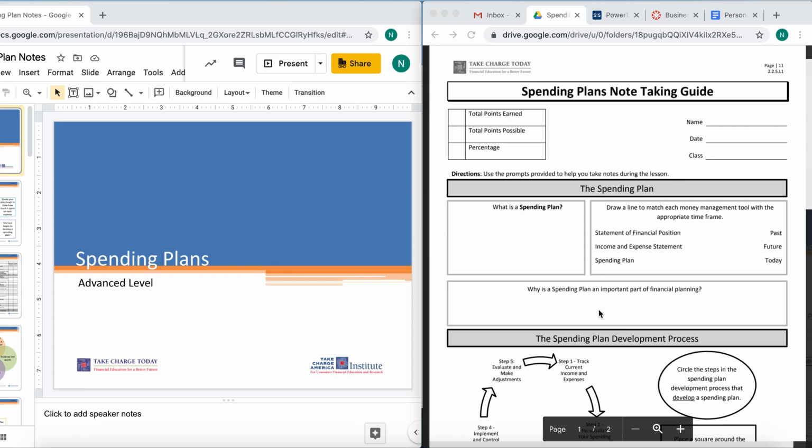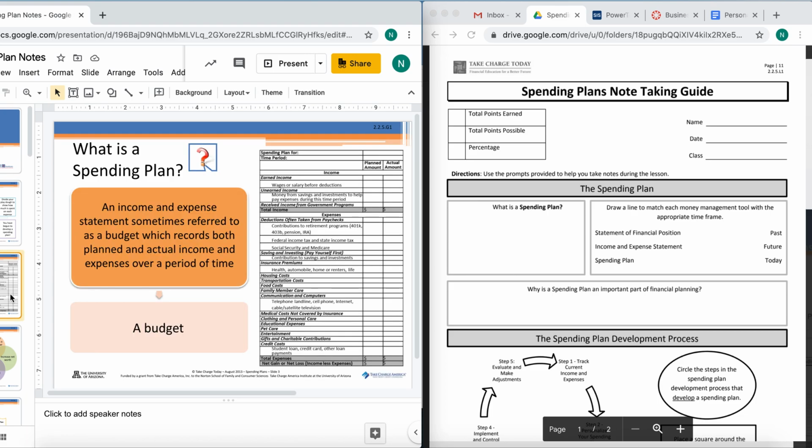Spending plans, also known as a budget. So a spending plan is a way to look at our income and our expenses at a certain period of time. It's also going to be called a budget, and it's going to record the actual income and the expenses over that certain time period. So looking at this example we have on the slide, this is just one way to set up a spending plan.